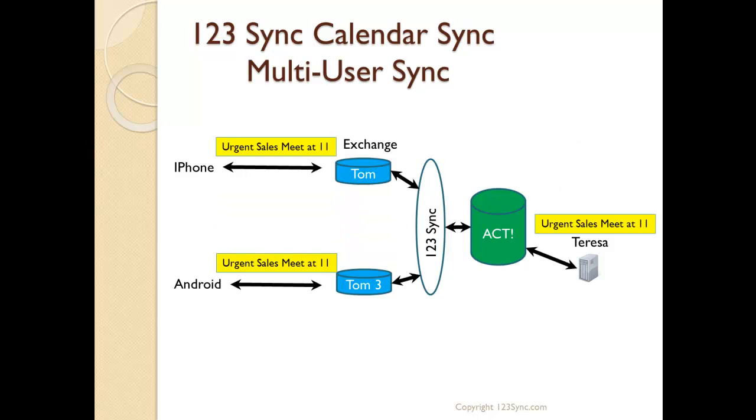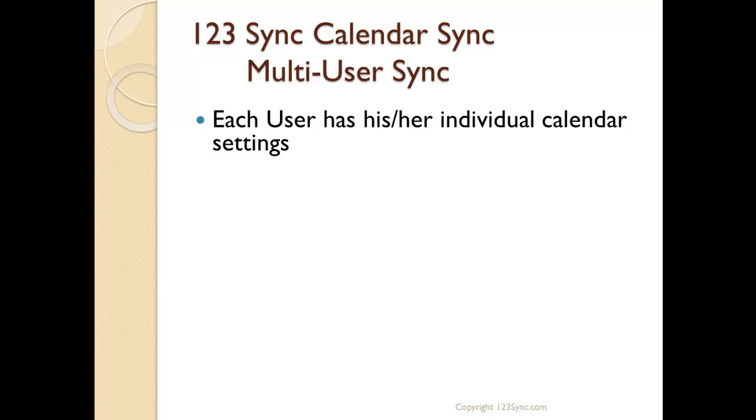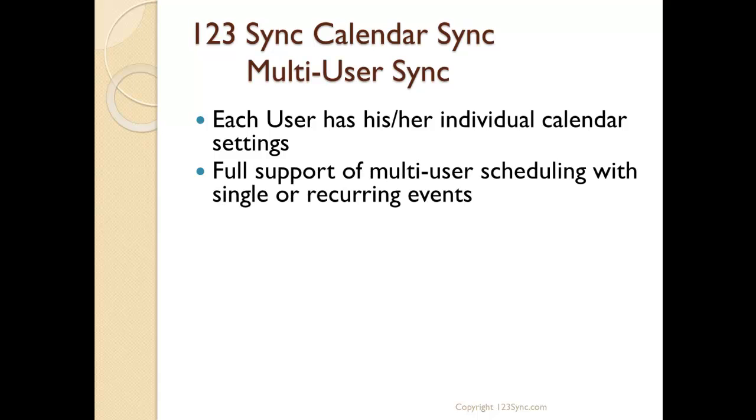And what happens when users abstain from the meetings by deleting the meeting from their calendar? How does 123 Sync deal with all that, and how does it portray that into the different activities in Exchange? For each user in 123 Sync, it has individual settings of calendars and folders that exist in Exchange. We support multi-user scheduling for single and recurring events, and we'll go through the demo when we show that.